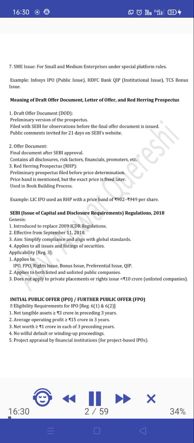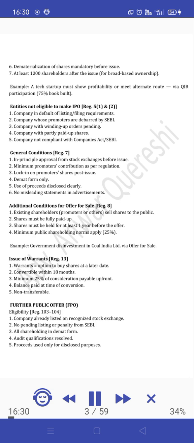5. Project appraisal by financial institutions for project-based IPOs. 6. Dematerialization of shares mandatory before issue. 7. At least 1,000 shareholders after the issue for broad-based ownership. Example. A tech startup must show profitability or meet the alternate route via QIB participation, 75% book built.